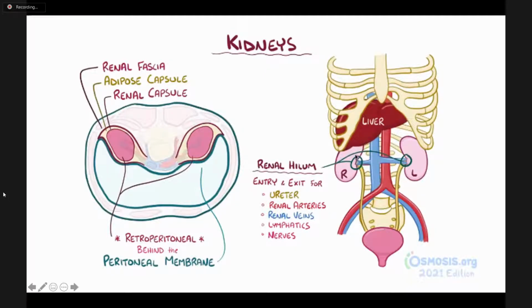Kidney is actually protected by the ribs. And then there's a special structure here called hilum. This is where the entrance and exit for everything, not everything, but all this: ureter, renal artery, vein, lymphatics, and also nerve. And also renal is a retroperitoneal organ. It is there behind the peritoneal membrane. So it is covered by first the renal capsule, followed by adipose tissue and the fascia.